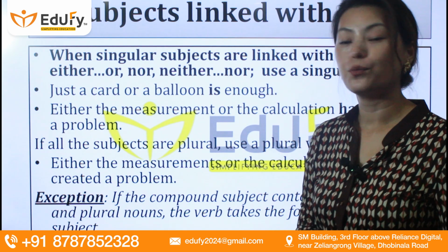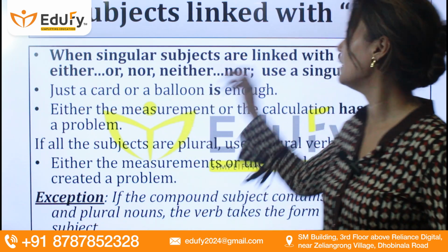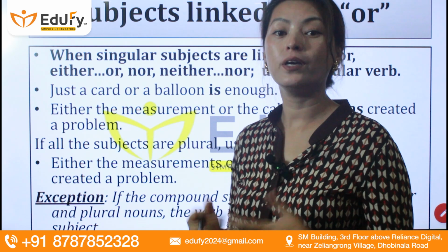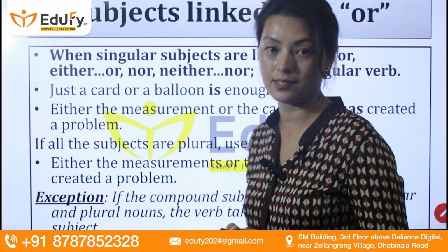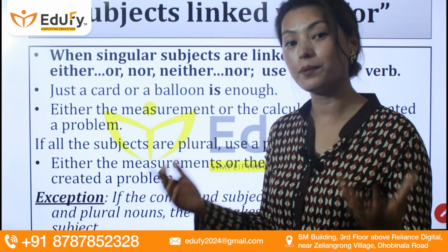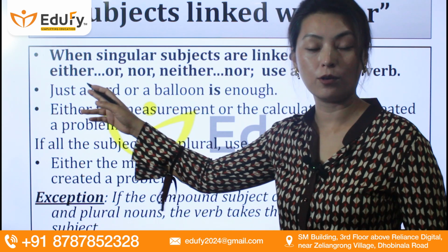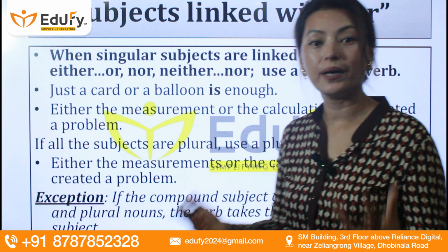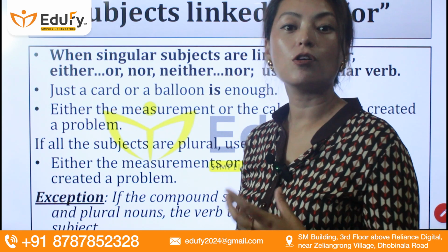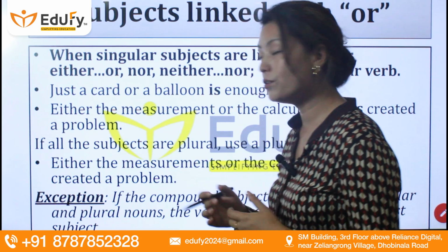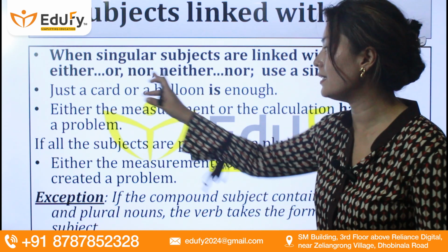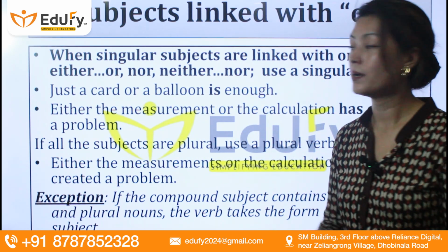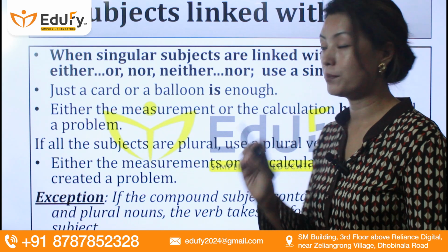Now what do we do when we have subjects that are linked with the word or? That means options, when we have optional subjects in a sentence. When we talk about options, that means either or, neither nor, not only but also, giving us options within the sentence. When you have subjects joined by these types of words, you will use a singular verb. You have to remember this.